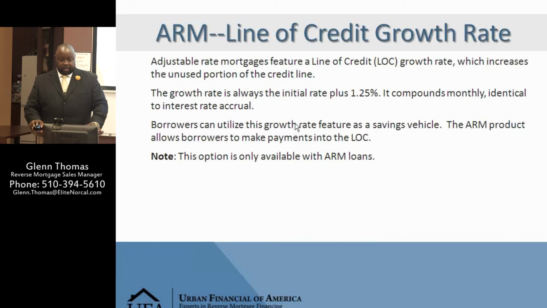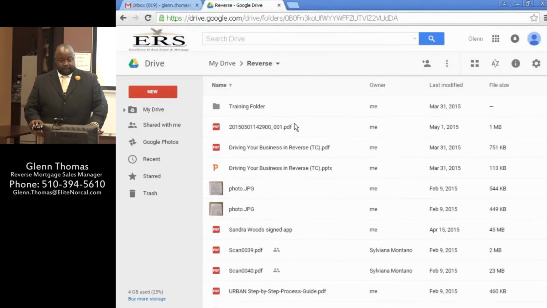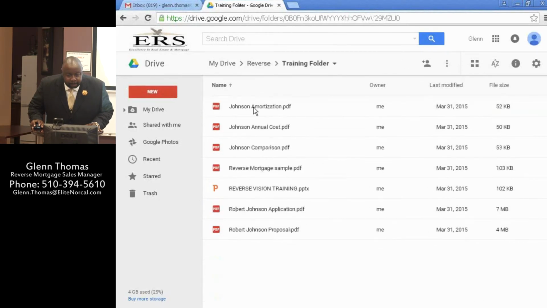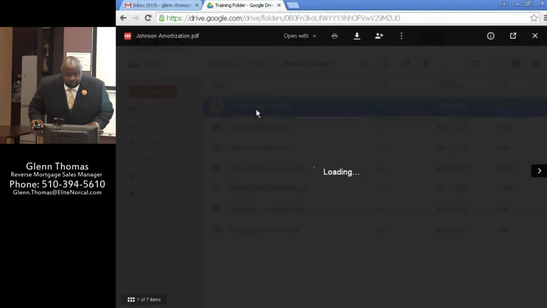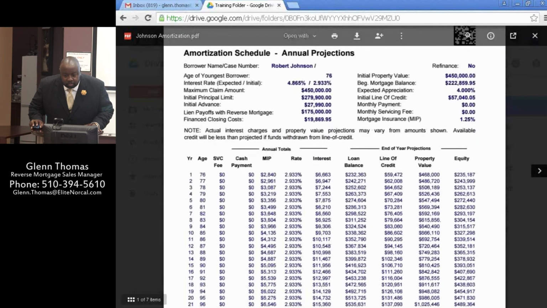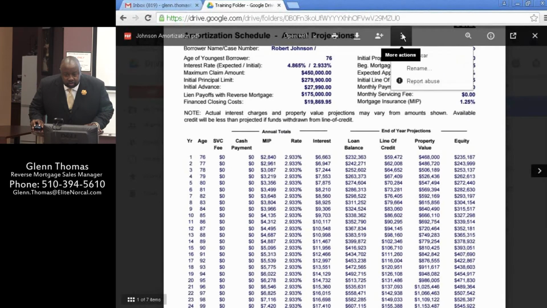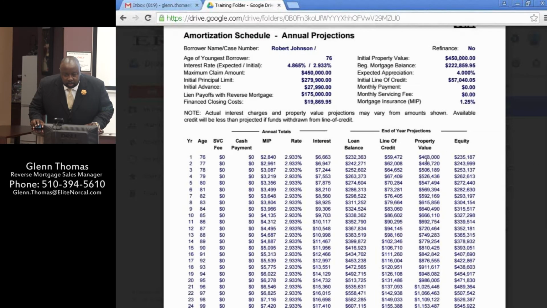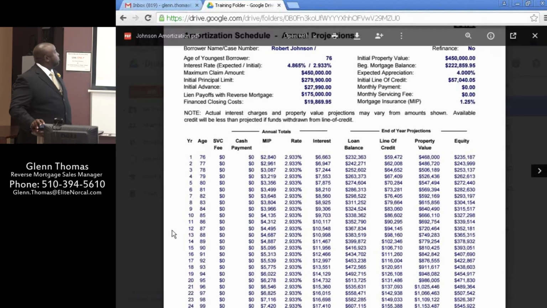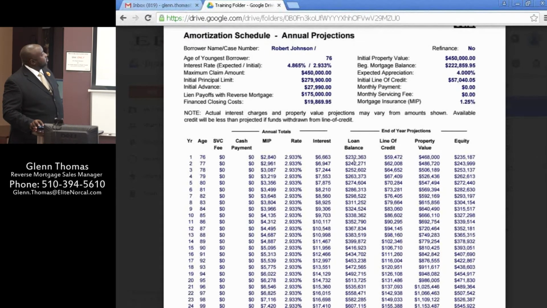And here, let me show you an example. Let me see if I have it up here. Let me see if I can zoom this in. Can you guys see that? Okay. Right here, this is the loan balance and this is the line of credit. So you see, if they leave it on there, every year it is growing. This is the property value. They do 4% appreciation. So this is how much equity they have in their home.